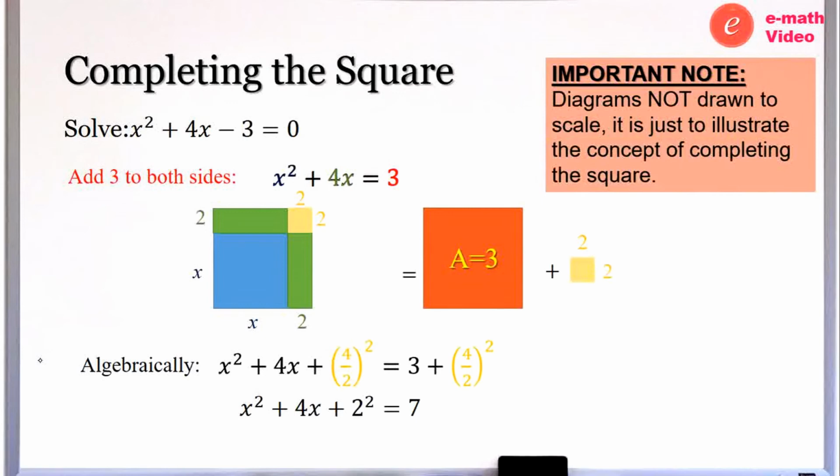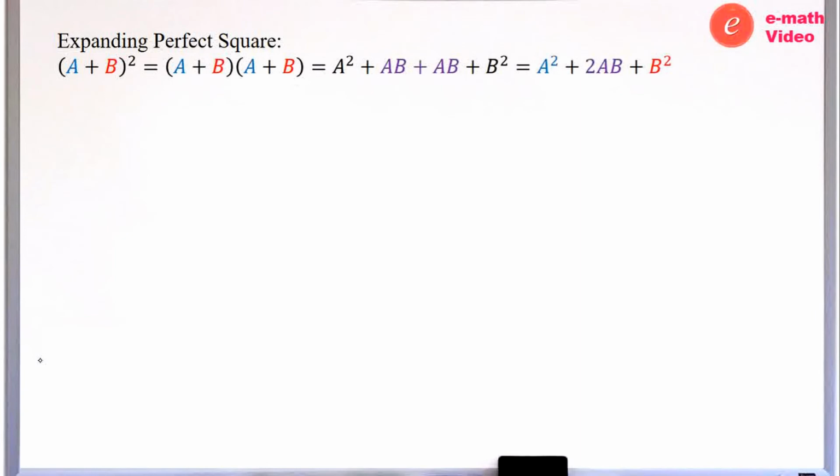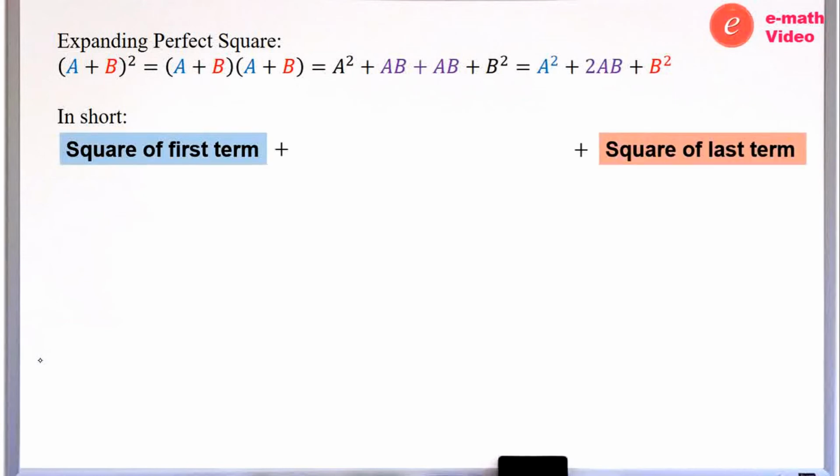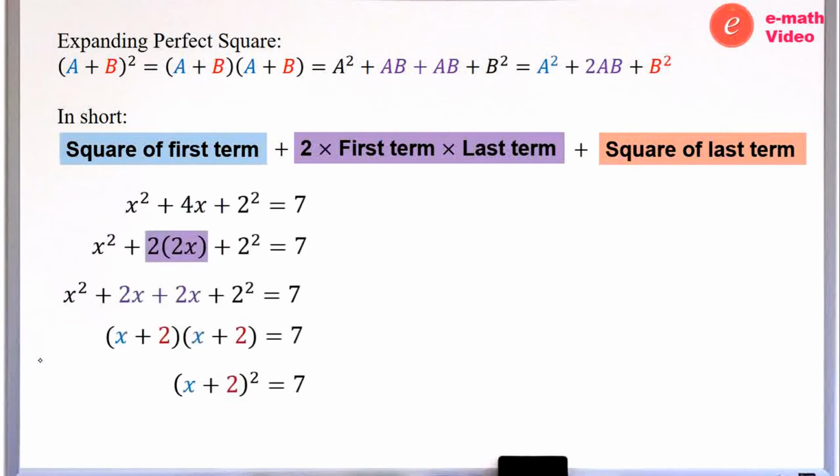Pause for a while. Let us recall how to expand a perfect square. For example, bracket a plus b squared. If we take the product of these two brackets, we will end up with 3 terms: a squared plus 2ab plus b squared. In short, it is the square of the first term plus the square of the last term plus 2 times the first term times the last term. Now we will do the reverse of it on the left hand side. At the end, we will have bracket blue plus red squared. Finally, we have a perfect square on the left hand side.